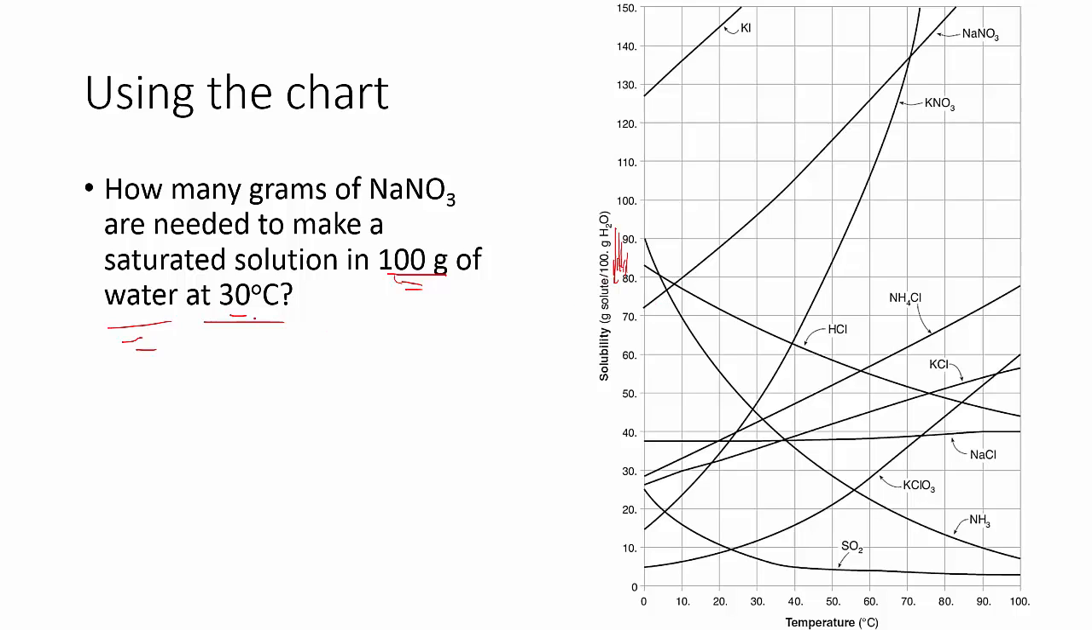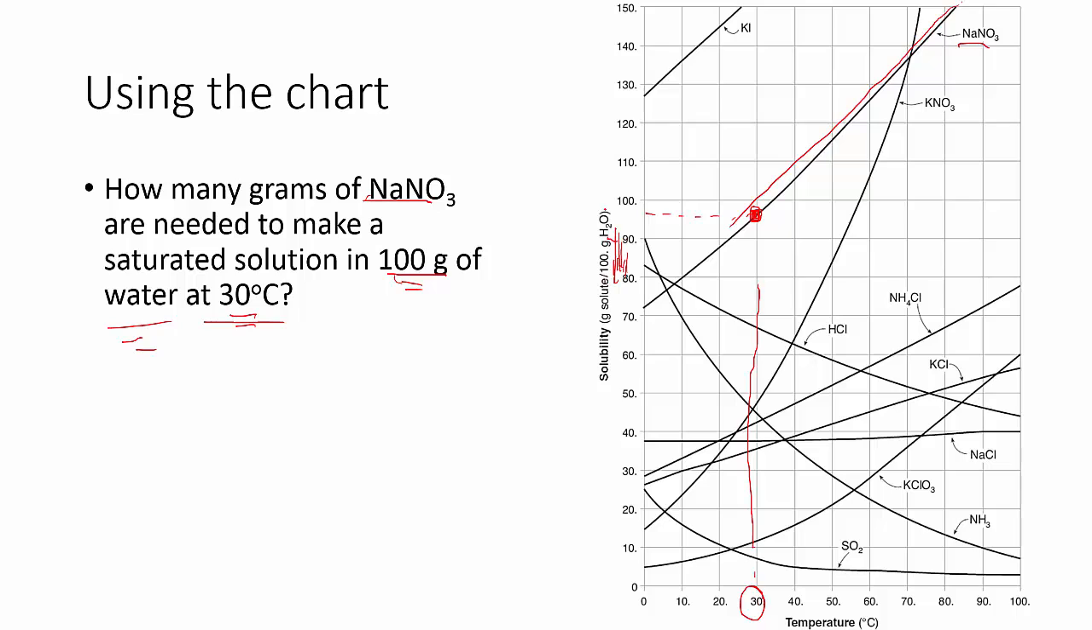So you could look, all right, 30 degrees Celsius, you find that on the chart, and you go up till you find NaNO3. So I found the NaNO3 line right here. So I'm looking at this line, 30 degrees. I just follow it up till I hit that line. It's right about here. And I look over, all right, well, how much is that?